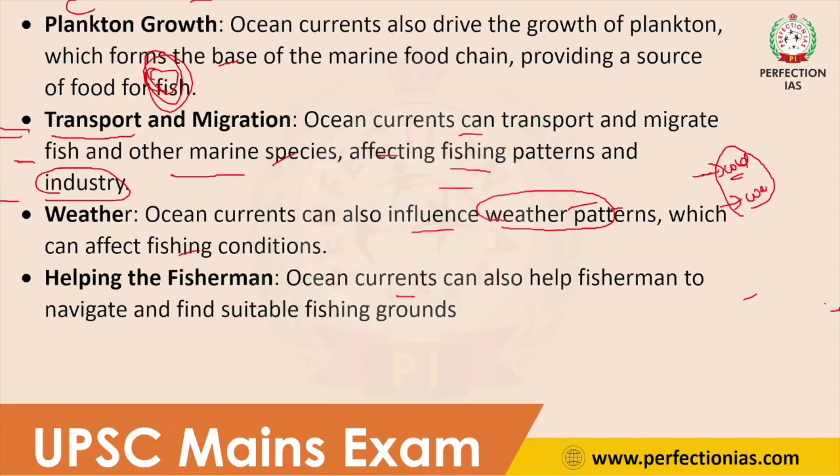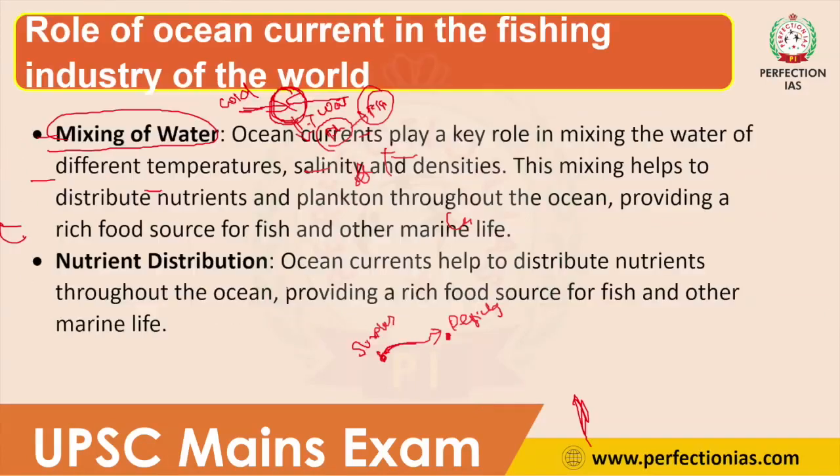And the next thing is helping fishermen. Ocean current can also help fishermen with navigation. It is easy for fishermen to navigate in an ocean current and find a suitable fishing ground. Ocean current is also guiding fishermen in finding the suitable fishing ground. So these are the important roles of ocean current in the fishing industry.